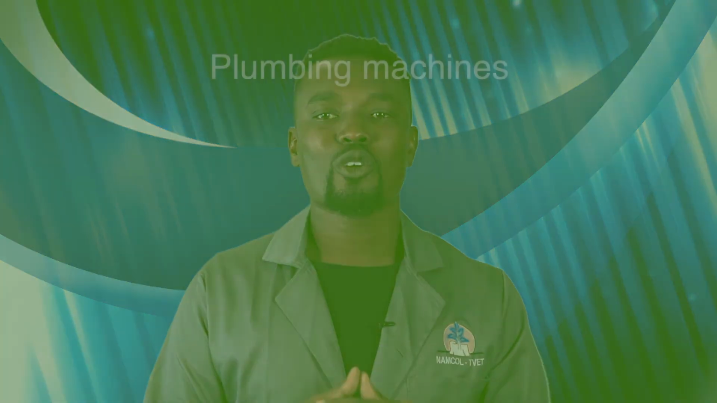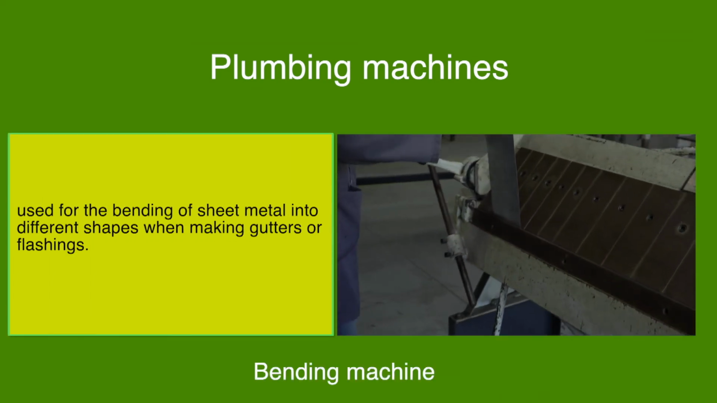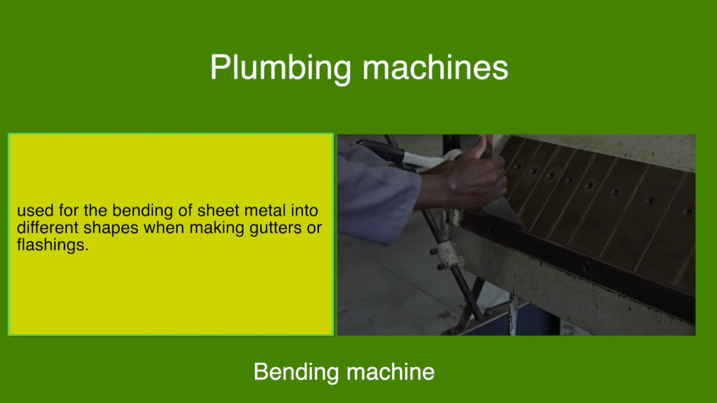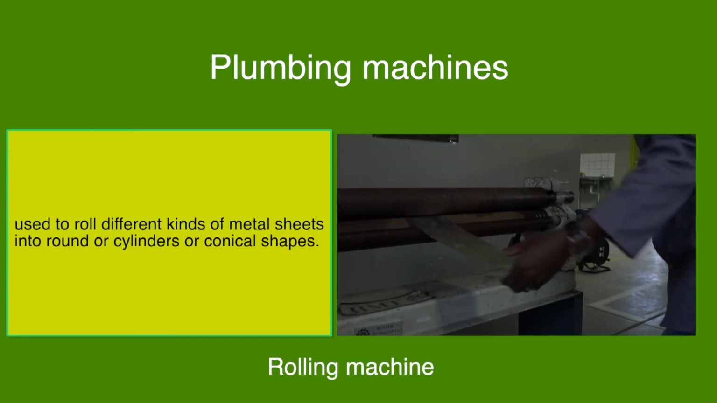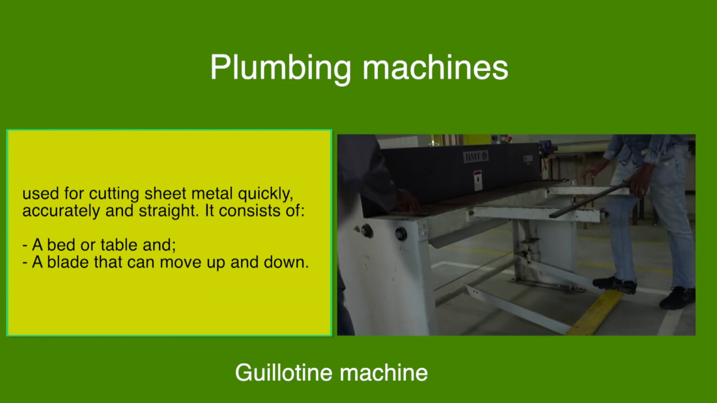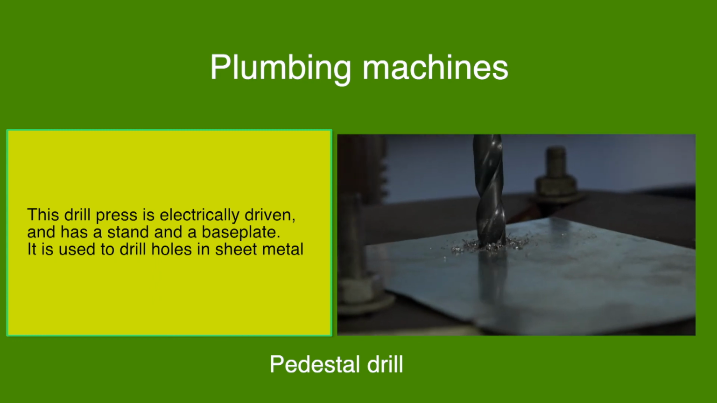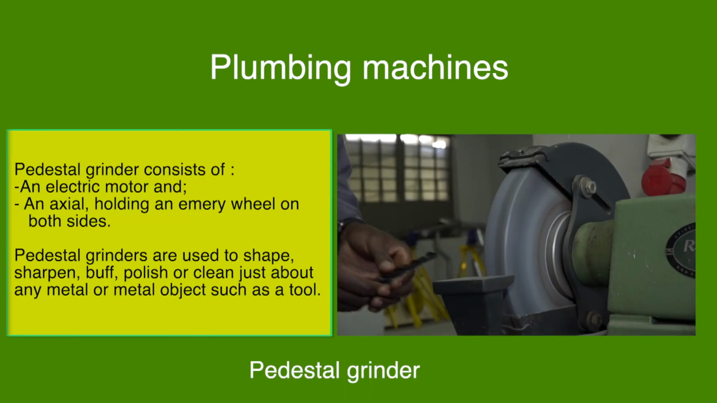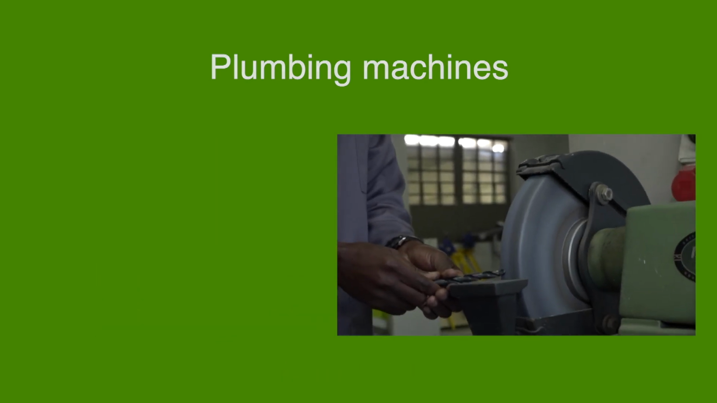We have come to the end of our program. Let's have a look at what we have learned. You can already see different machines here in the workshop, and you can see how they are being operated. These are sheet bending machines, rolling machine, guillotine machine, pedestal drill machine, and pedestal grinding machine. From me, until next time, see you.